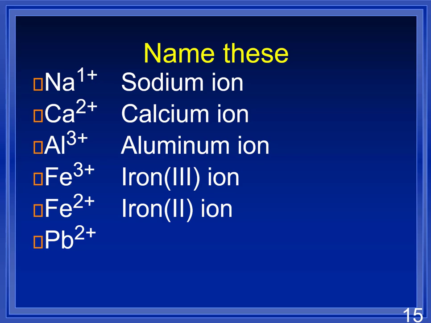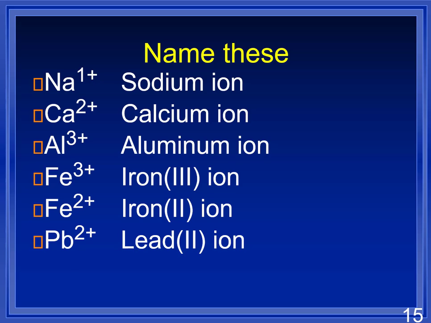I talked about 1A, 2A, 3A, 5A, 6A, and 7A. But I didn't mention 4. That's because 4 is not predictable. 4 needs Roman numerals. So that would be the lead 2 ion, because sometimes lead loses 2 electrons, sometimes it loses 4. If it loses 2 electrons, it's a full D10. If it loses 4 electrons, it loses the P2 and the S2, it's a full D10 again.